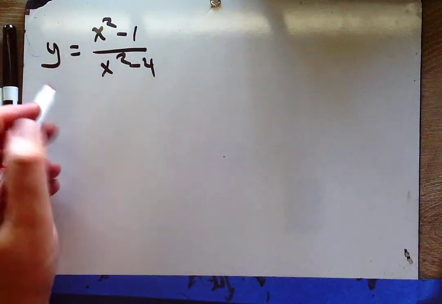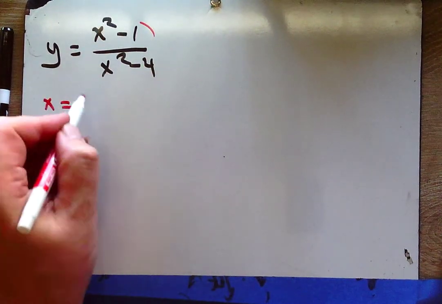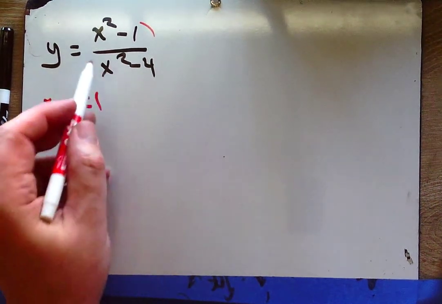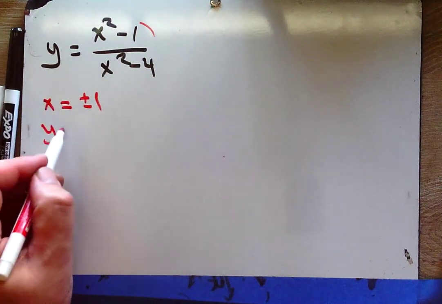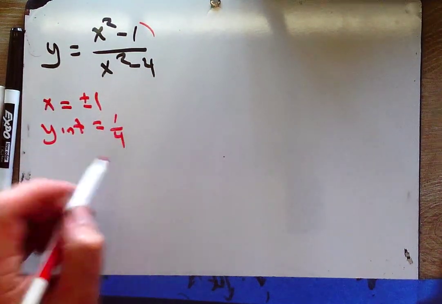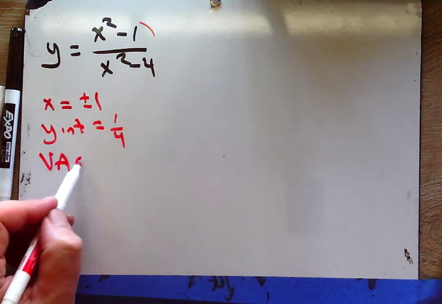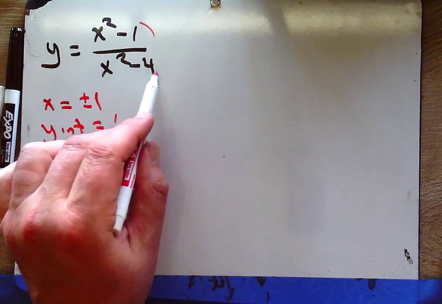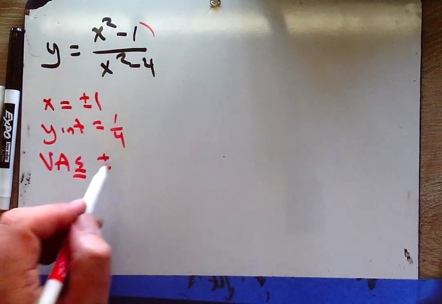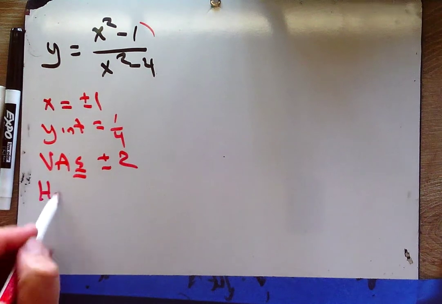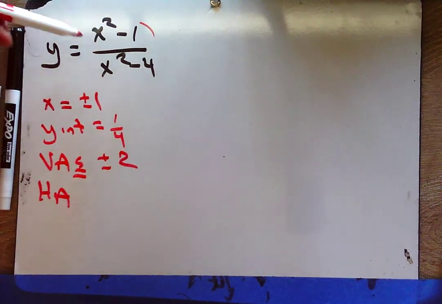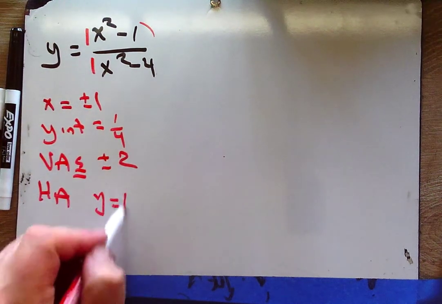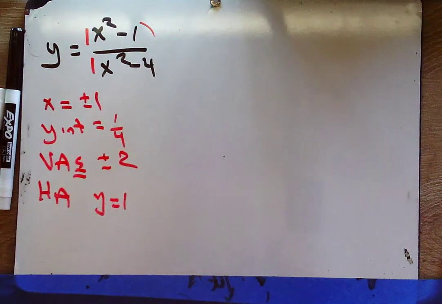Hey, welcome back. I set the top equal to 0. I get x equals plus and minus 1. That means I have two x-intercepts. My y-intercept is 1/4. My vertical asymptotes, because I can factor this difference of squares, or I can add 4 and take the square root, I get plus and minus 2. And my horizontal asymptote, well, look, the degrees are the same this time. So I'm looking for the ratio of leading coefficients. So y equals 1.